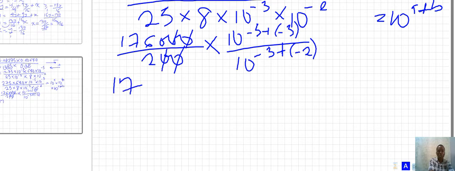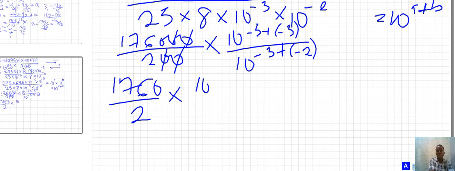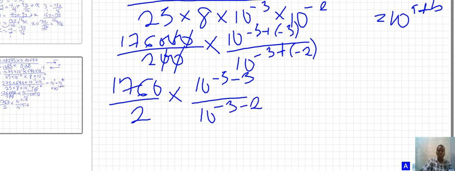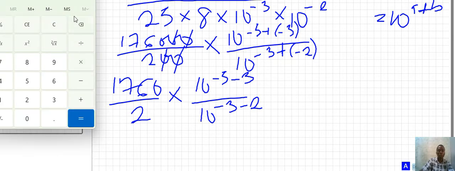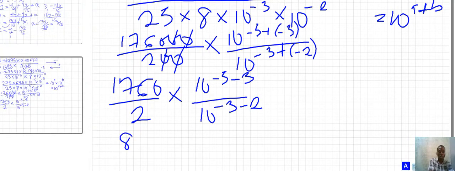we will now have our 1760 divided by 2 times 10 raised to power, that will give us 10 raised to power minus 5 plus minus times minus will give us minus 5 minus 3 all over 10 raised to power minus times plus is minus, minus 3 minus 2. So 1760 divided by 2 will give us 1760 divided by 2. That will give us equal to 880.